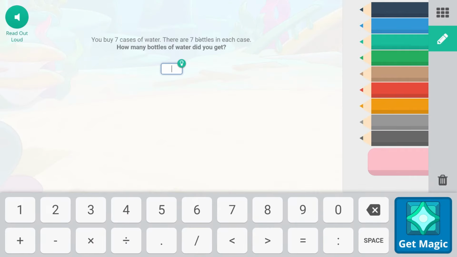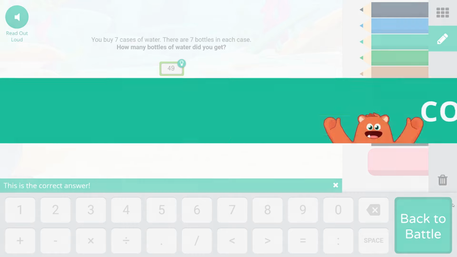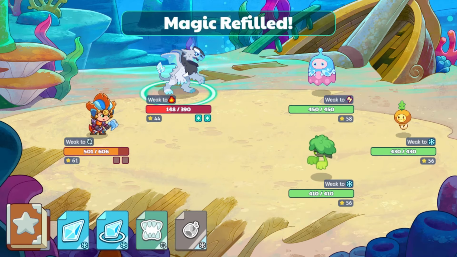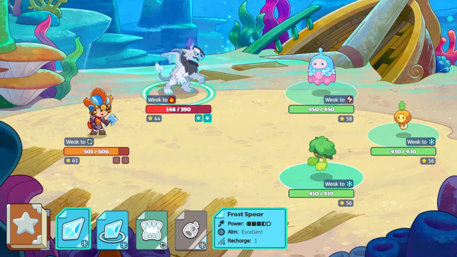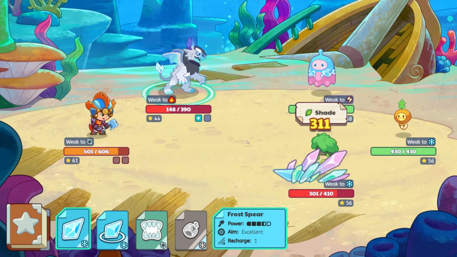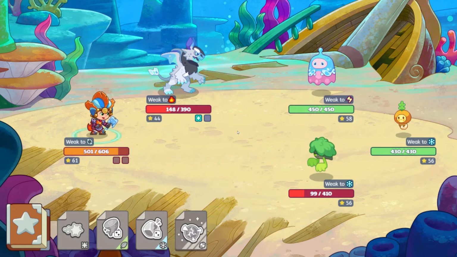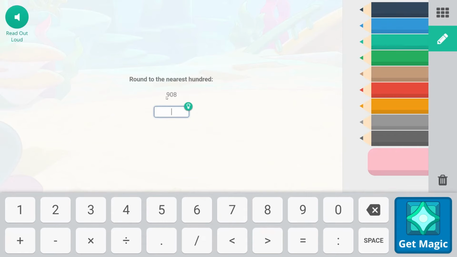All right, 7 cases of water, 7 bottles in each case. 7 times 7 is going to be 49. There we go. All right, and so let's try to get you done, Shade. And then if we are able, we'll move on to the others. Round to the nearest 100. So for hundreds, since hundreds is what we want to find, we have to use our tens place to determine if it goes up or down. We're rounding down or we're rounding up. 0 is, of course, going to be rounding down. So 908 is 900.